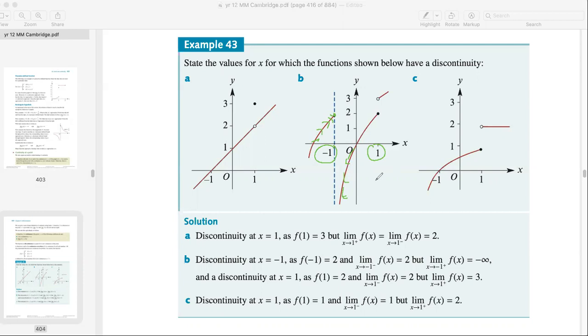So in such case, the stage 2 fails. That's why at -1 it is discontinuous. This is the reason the book also gives us, okay?